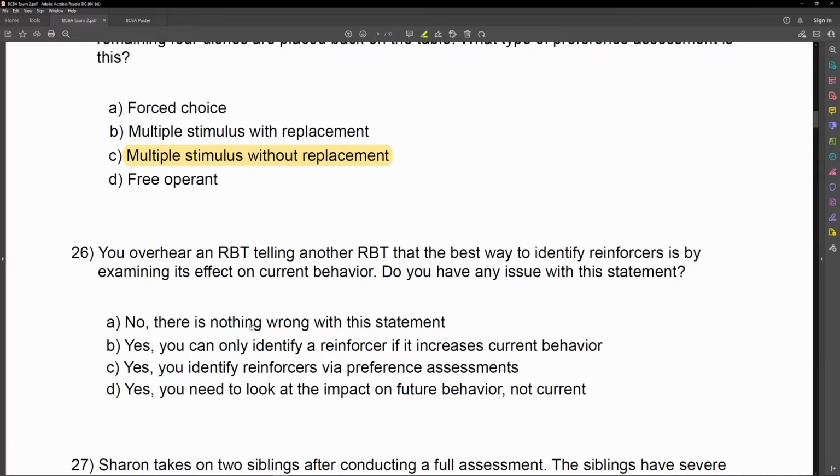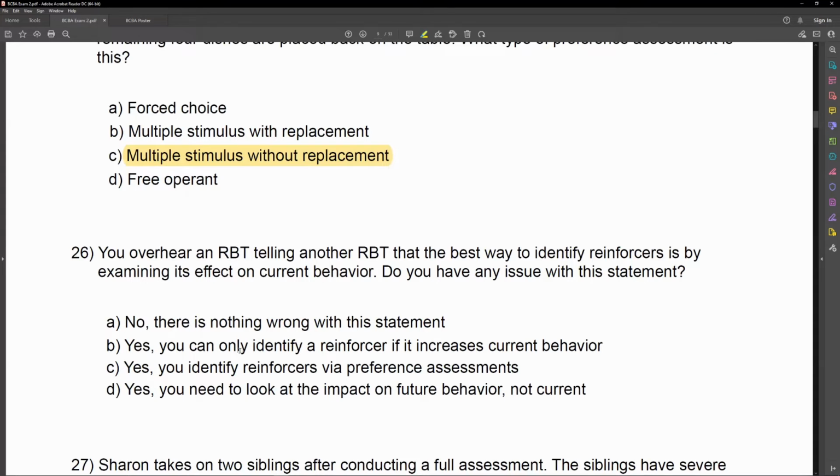So A, no, there's nothing wrong with this statement, is incorrect. B, yes, you can only identify a reinforcer if it increases current behavior. Well, now you're just saying the same thing that the RBT is saying, and we know it's incorrect. Be careful on the exam, okay? They're going to use a lot of double speak, if you will, where they give the answer choice differently than the question, and they're both wrong, okay? B, you're saying the same thing the RBT is.